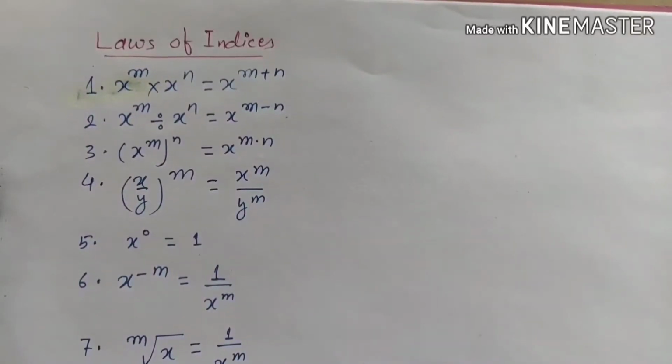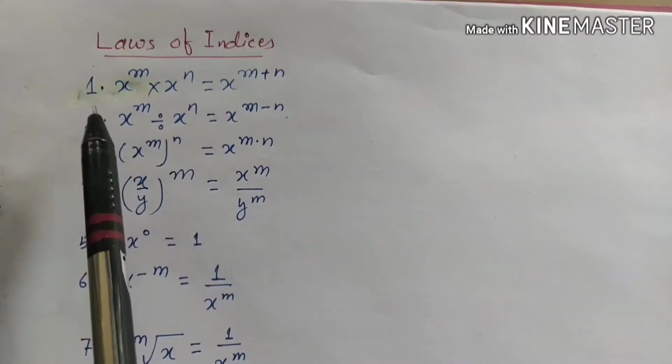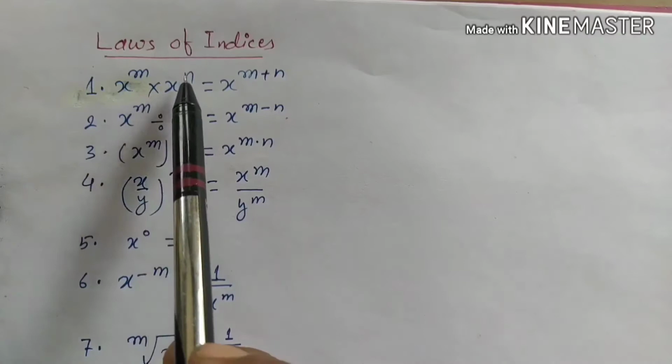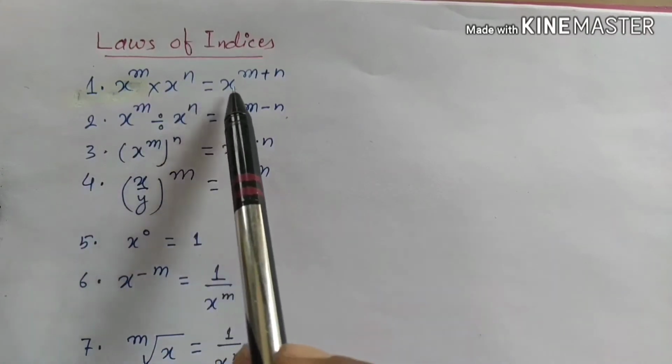Dear students, now we are going to discuss the laws of indices. The laws of indices are given as follows. In number 1, you can see that x power m into x power n is equal to x power m plus n.